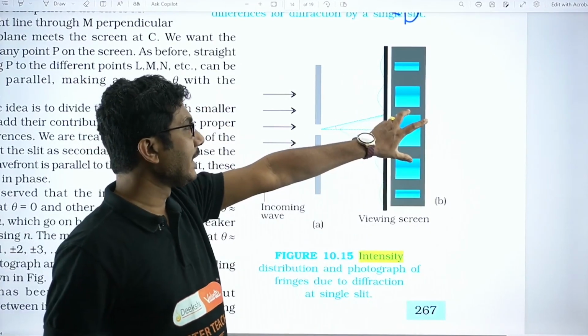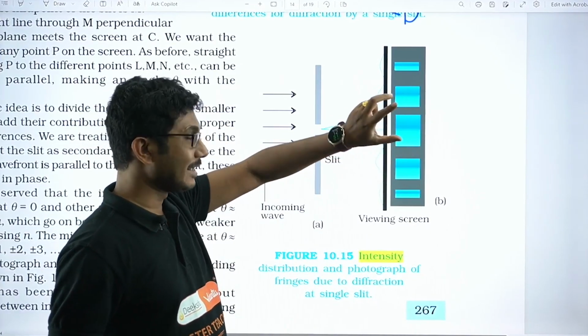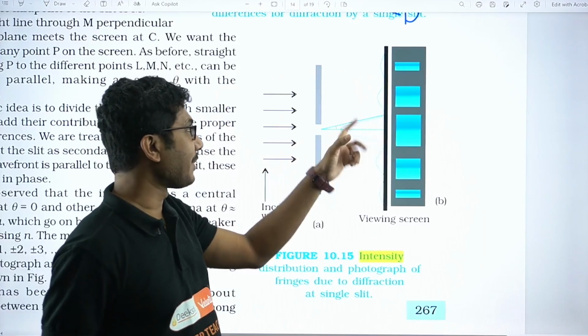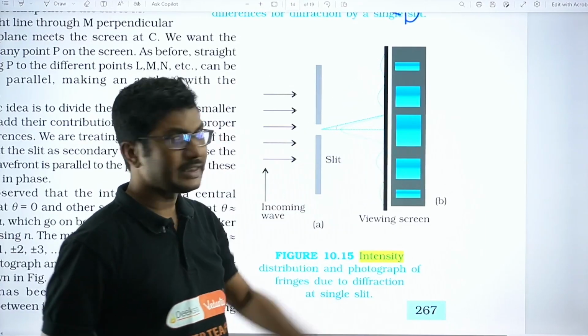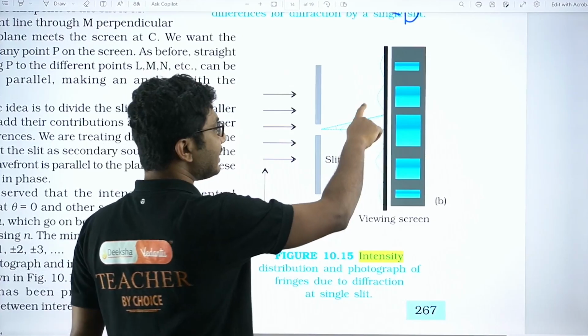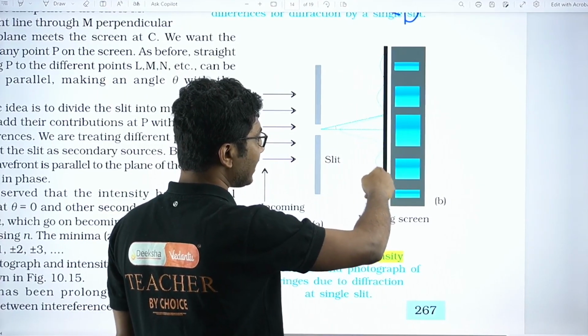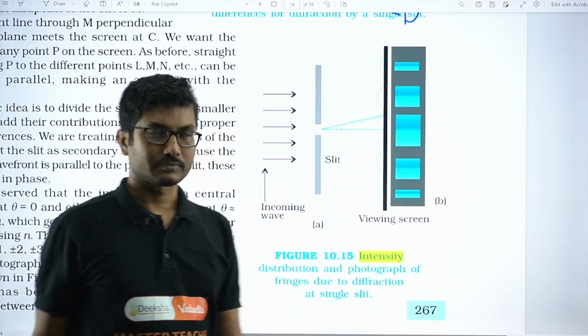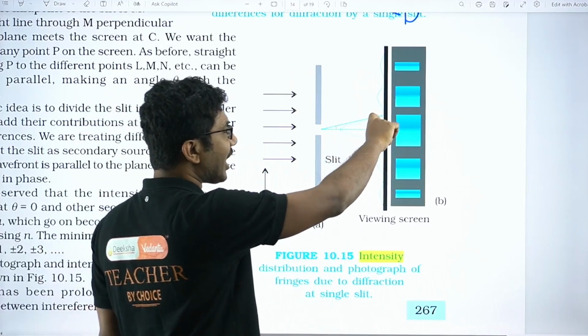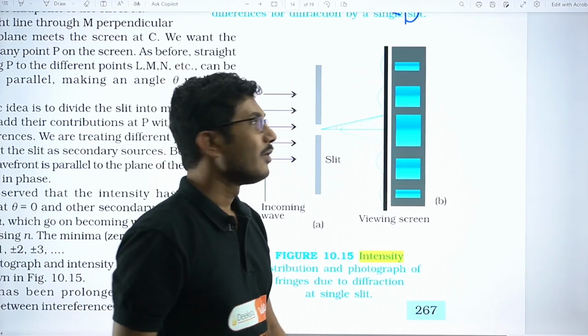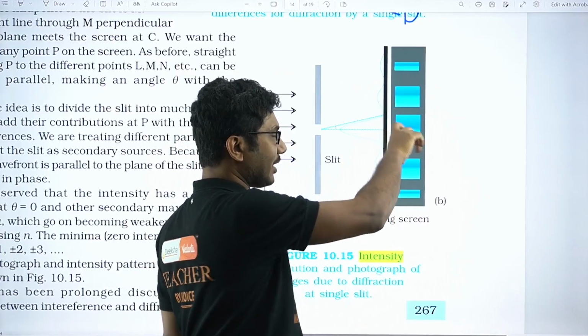The width of the central fringe and the intensity of the central fringe are maximum. This graph represents the intensity. As you can see, the intensity of the central fringe is the maximum, and slowly as you move away, the intensity is decreasing. So the central fringe is very wide and very bright, whereas this is the expected one.